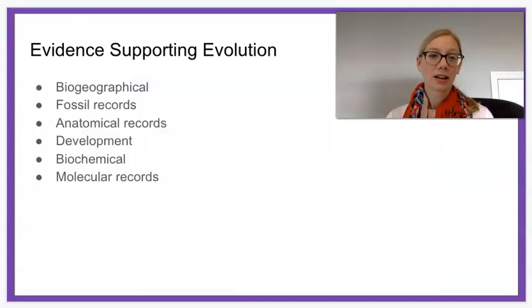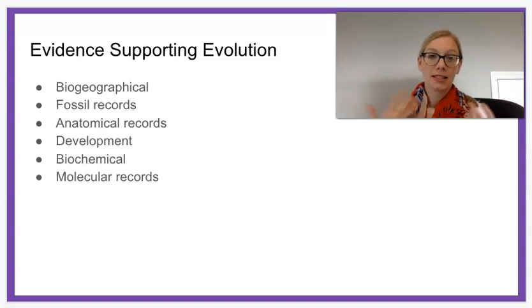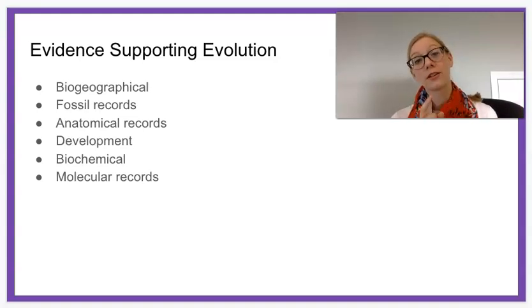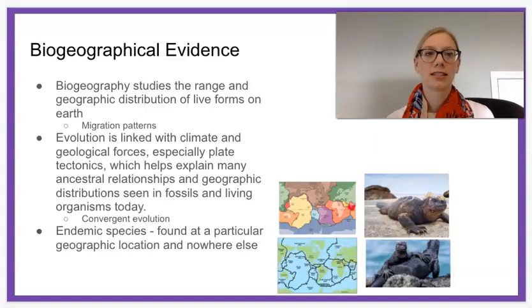We're going to talk about these different kinds of evidence to support evolution. Why do scientists think that this is happening, and how do we make these connections between changes over time? We're going to talk about biogeographical evidence, fossil records, anatomical records, development, biochemical, and of course, molecular records. And then really, how do we take all that together and use it to relate organisms to each other to figure out what is a common ancestor or not, essentially.